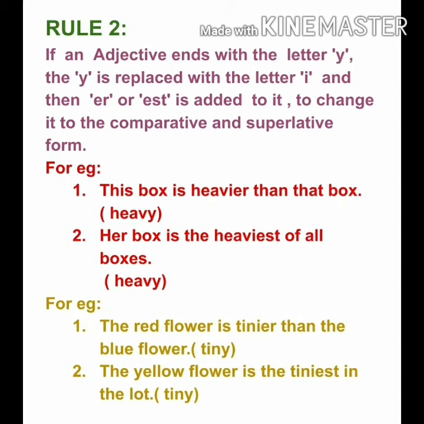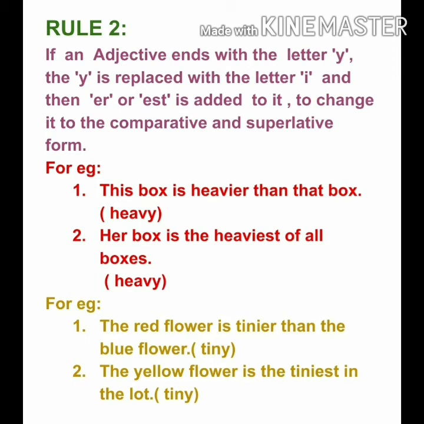Now let's come to the next sentence. Her box is the heaviest of all boxes. Here the adjective is heavy. It's a two-syllable word. It ends with Y. Therefore, the Y will be replaced with I and then EST will be added to it to take it to the superlative form, because in this sentence, her box is being compared with the rest of the boxes.